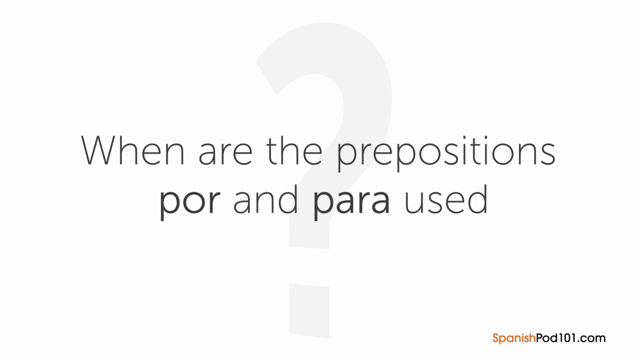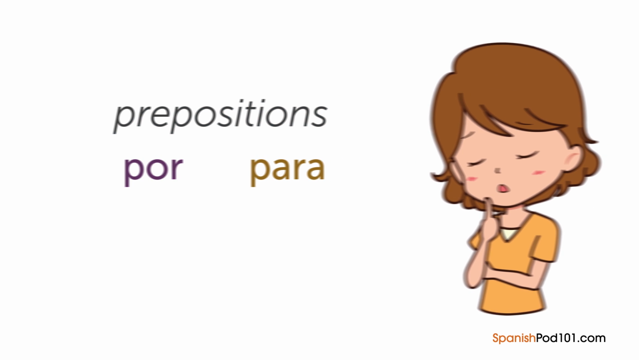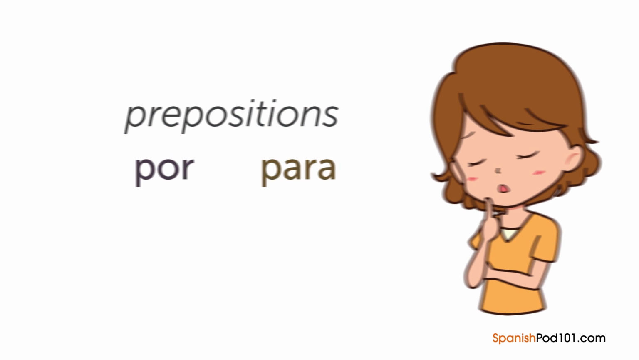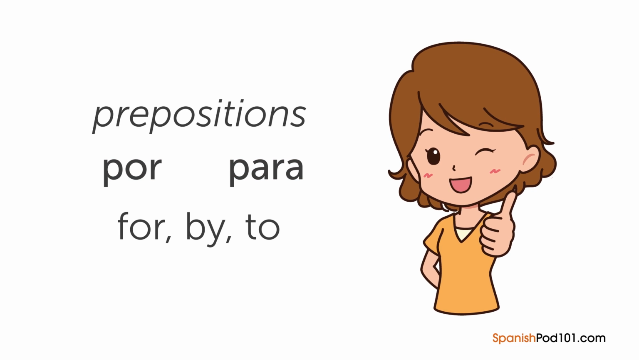The question for this lesson is, when are the prepositions por and para used? The prepositions por and para are a little difficult for Spanish learners because both are used in similar contexts and have similar meanings. In English, por and para are frequently translated as for, by, and to. Let's go over por and para so you can learn how to use them correctly.